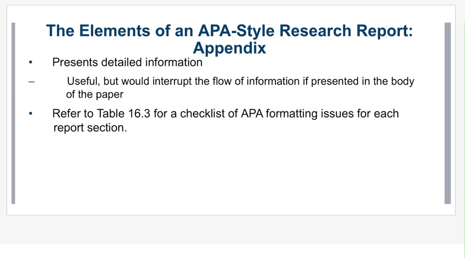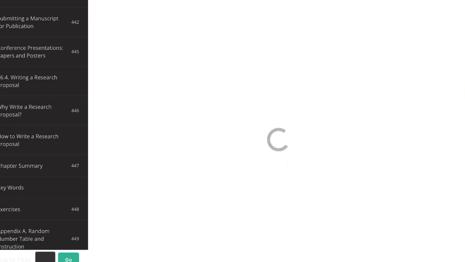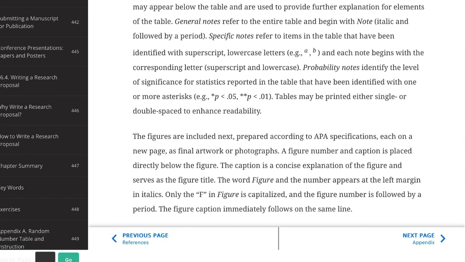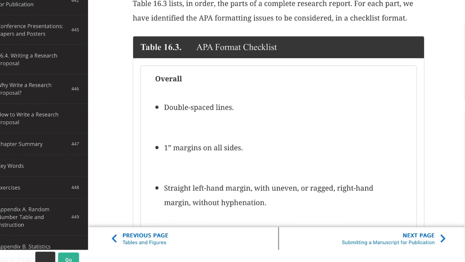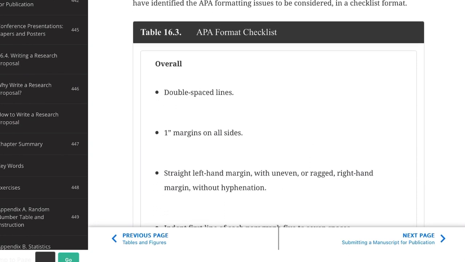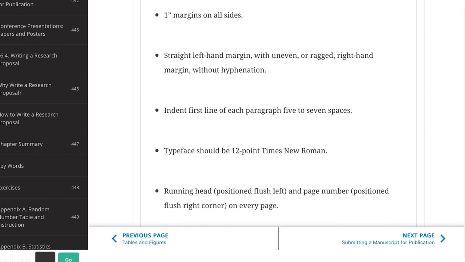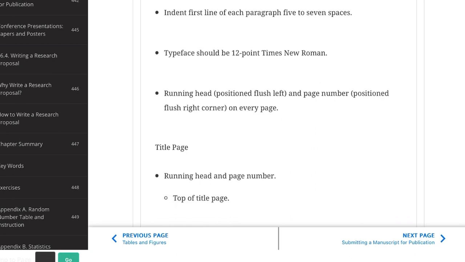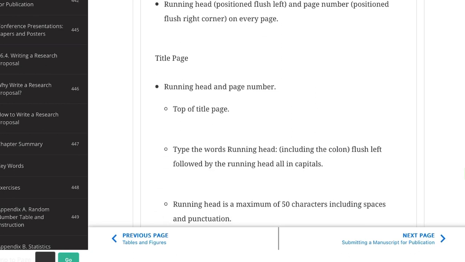Almost forgot about that. So this last part here talks about 16.3, and that was what I was confusingly trying to show you a second ago. That is the APA format checklist. This is so nice to have when you are writing an APA style paper. Overall, these basic checklist things to make sure that you have all of these things in your paper the way that this says. And again, you can literally just go through and check them off.